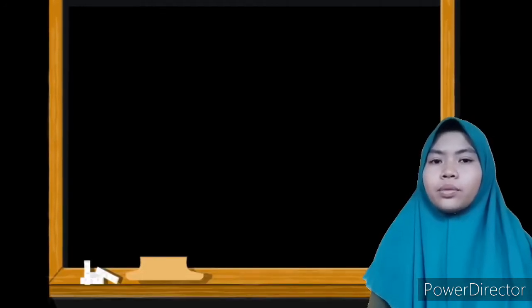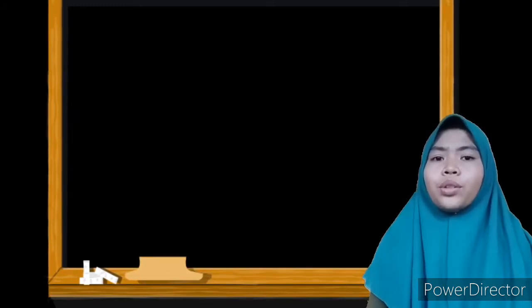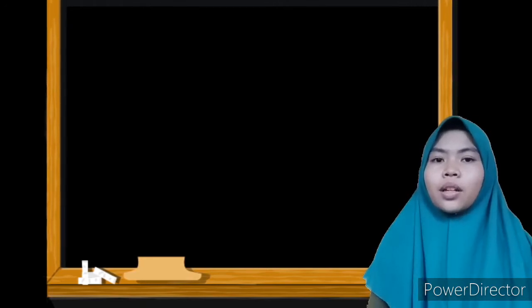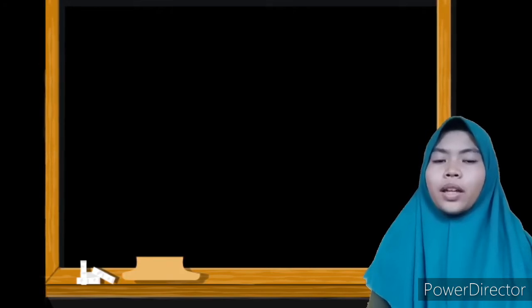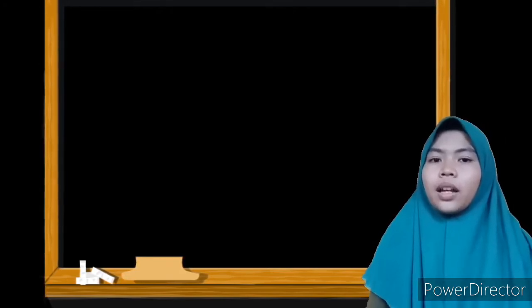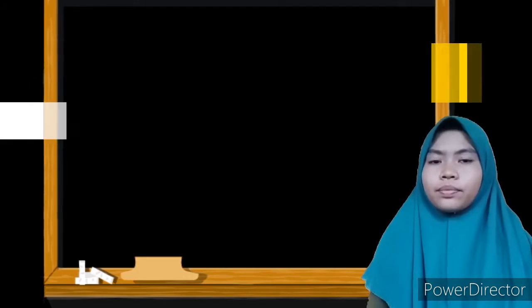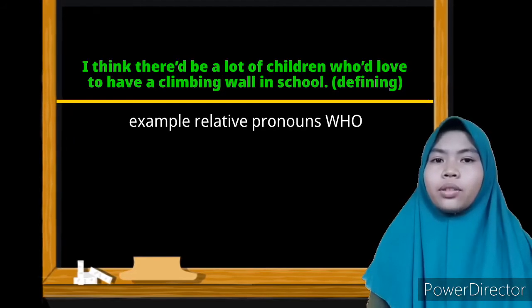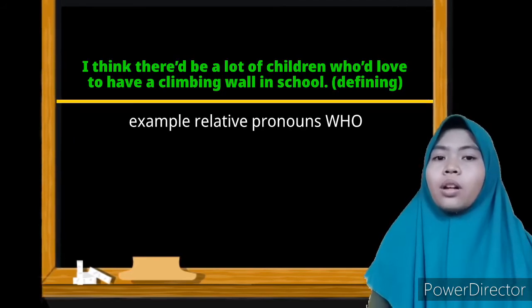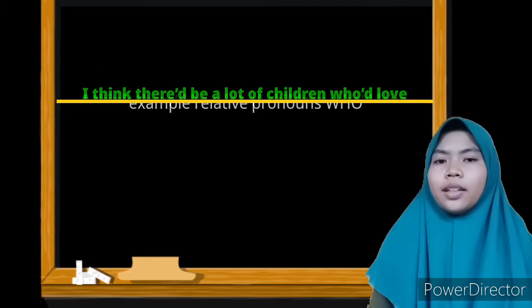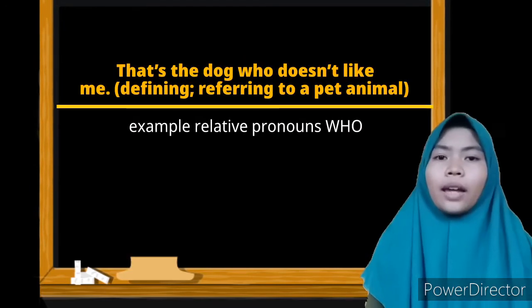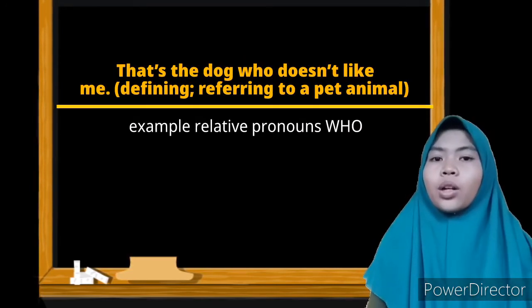Relative pronouns: who. We use who in relative clauses to refer to people and sometimes to pet animals. We use it to introduce defining and non-defining relative clauses. I think there are a lot of children who would love to have a climbing wall in school. Defining. That's the dog who doesn't like me. Defining, referring to an animal.